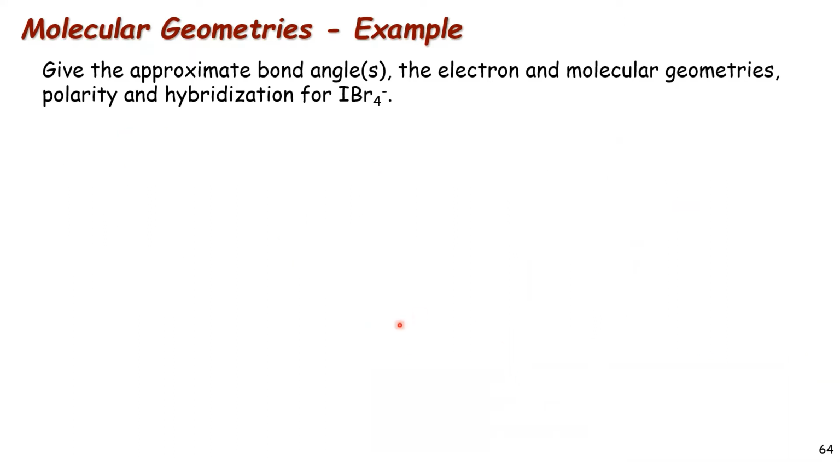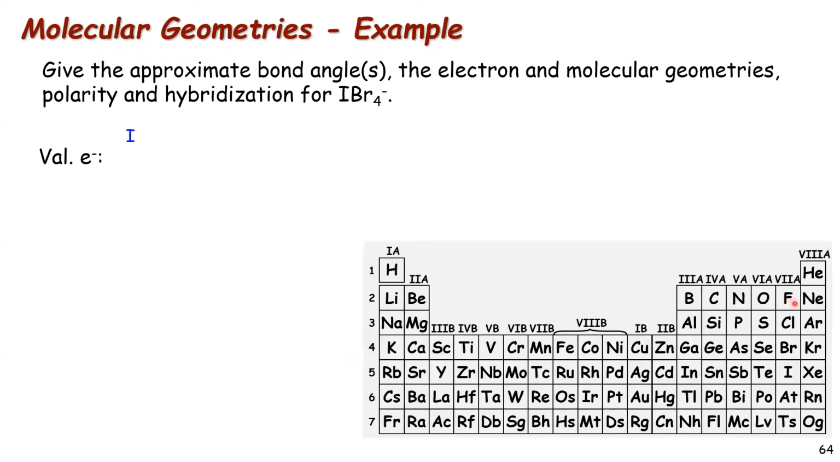Okay, let's try one more. Iodine tetrabromide anion. So again, we've got to count up the electrons. So let's look at the iodine. Iodine is in group 7, so that's going to be 7 valence electrons. We're going to add that to the bromine. Bromine's also in group 7, so that's another 7 valence electrons, but there's 4 of them, so we're going to have to say times 4. Then we've got to take into account that charge. Well, it has a -1 charge.